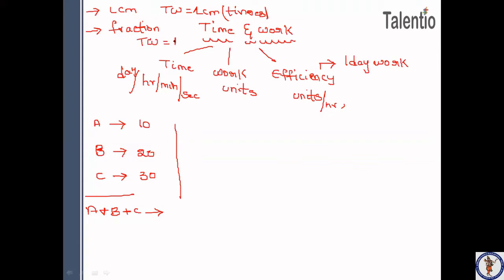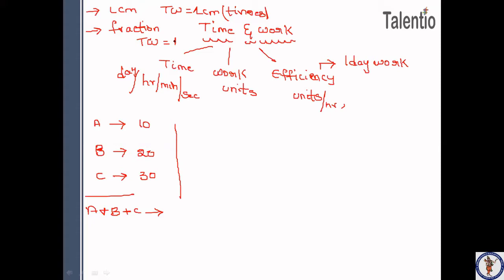Ma'am, why are we considering total work 1 in fraction method? Because in fractions, the largest value or maximum value is equal to 1. So that's why in fractions we consider total work equals to 1. While in LCM method, we consider total work equals to LCM of times. And I prefer you to follow only LCM method because solving fractions will take some extra time. So better go with LCM method.